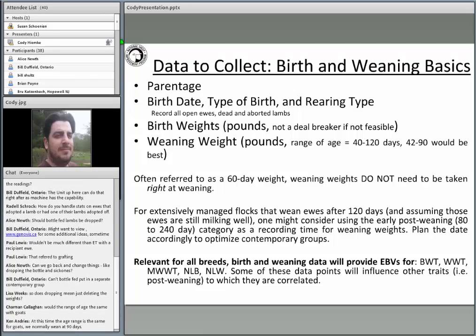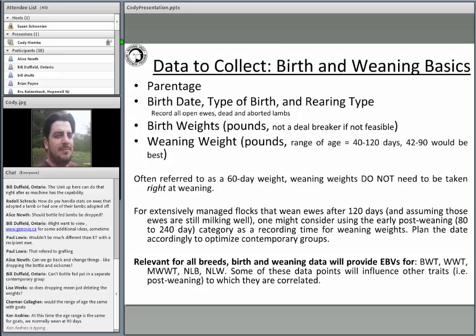Some of these data points will influence other traits. Sometimes I will submit data when I only have my lambing information and no weaning weights, simply because it gives me an extra time to check and say, all right, did I enter all this data incorrectly, and I can change it if needed.